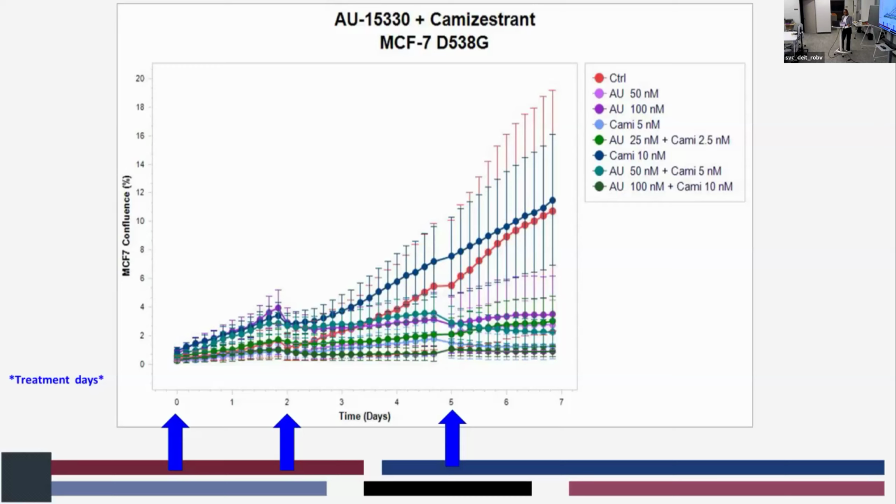Our best combination treatment is AU 100 nanomolar and camizestrant 10 nanomolar. Next, we have our combination AU 25 nanomolar and camizestrant 2.5 nanomolar. And then we had an increase on day 5, but that was our treatment day. But it's still consistent with our third combination, which is AU 50 nanomolar and camizestrant 5. While some of the single agents do still do a good job keeping our confluency low, meaning there's not enough cells growing over this number of days, the combination treatment does better at it, and it would be more efficacious for the patient.